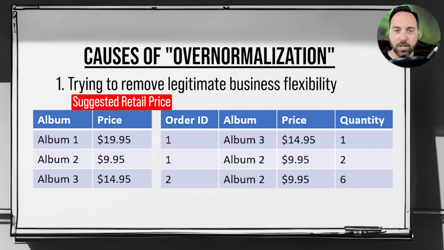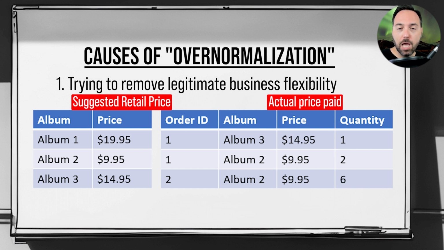The price on the album is the suggested retail price. But on each order, we might have a different price. That price could come because the album is currently on sale, or management has offered a discount to clear out that album.